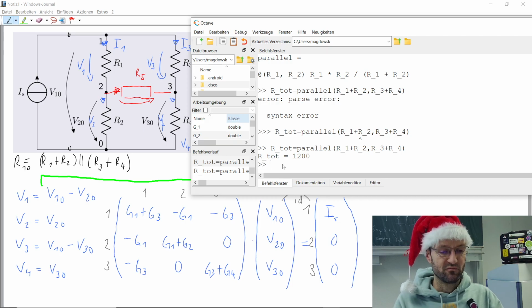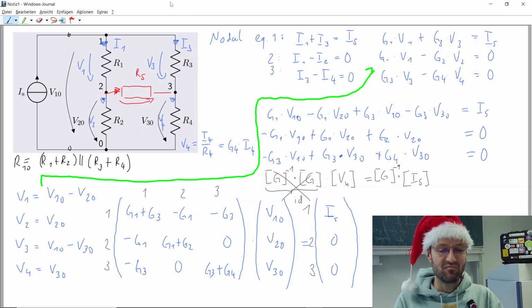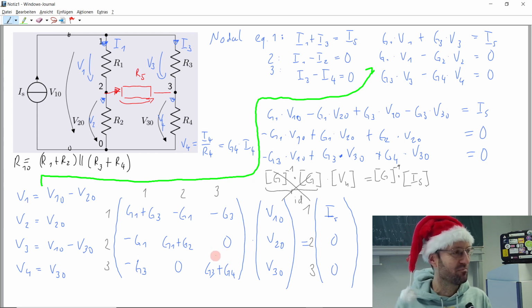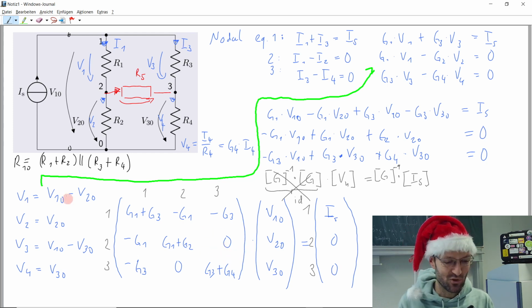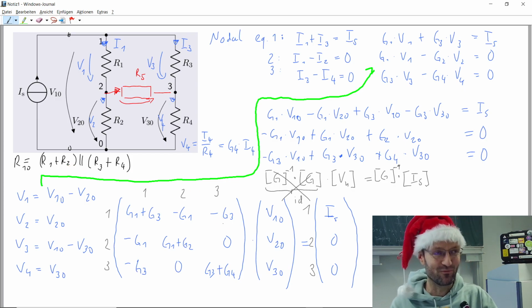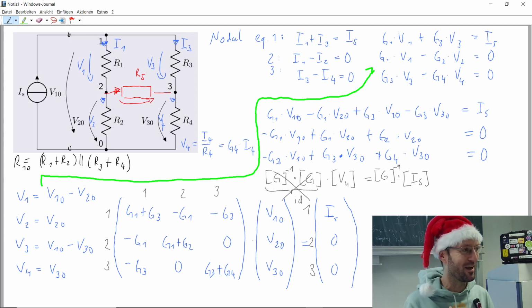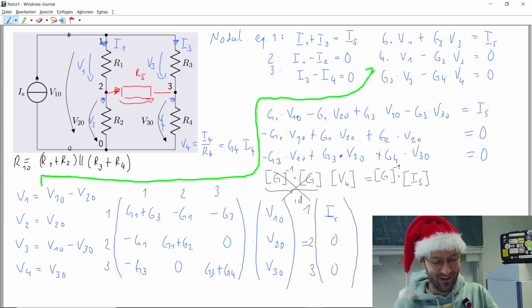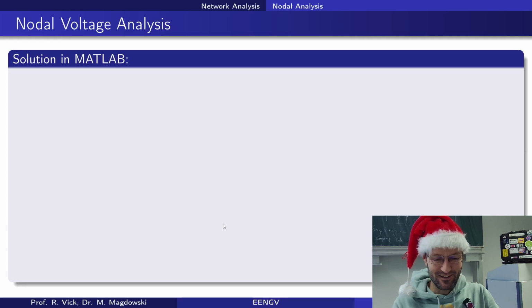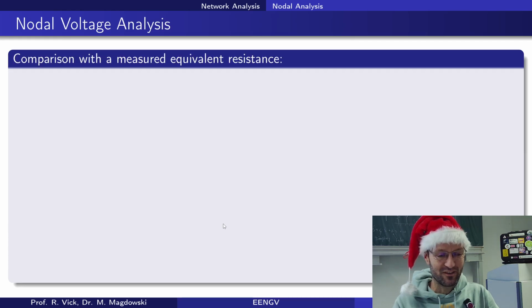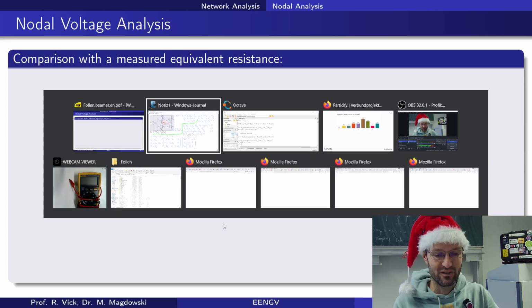Okay, so nice. Yeah, so now we have a method that at the moment looks a bit complicated, right? It looks a bit cumbersome just to calculate this equivalent resistance here, but it works. It gives us the same result, which is nice from my point of view. I don't know if you agree, but I appreciate this. I like this. Okay, so we have some result. We have solved this in MATLAB. Now we could do a comparison with some measured equivalent resistance.